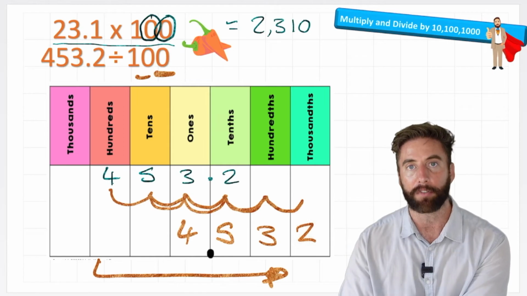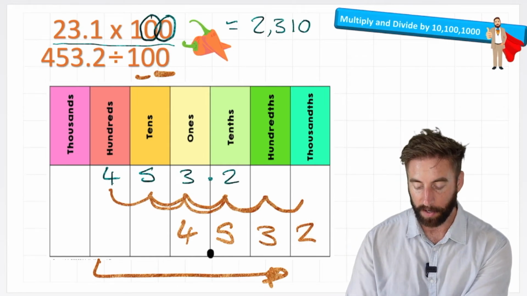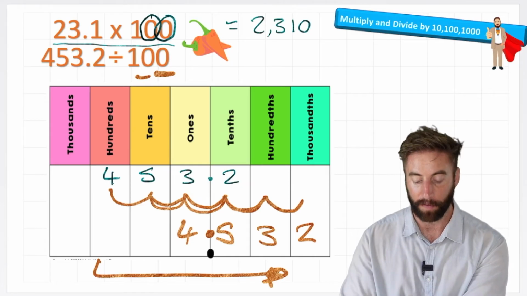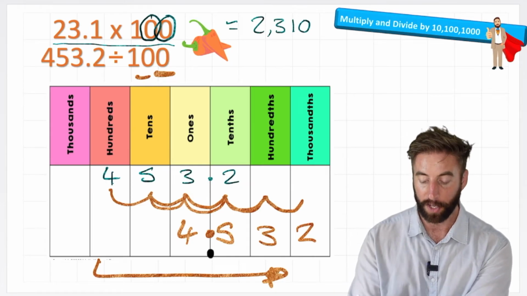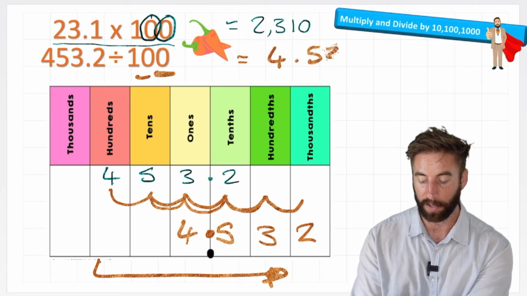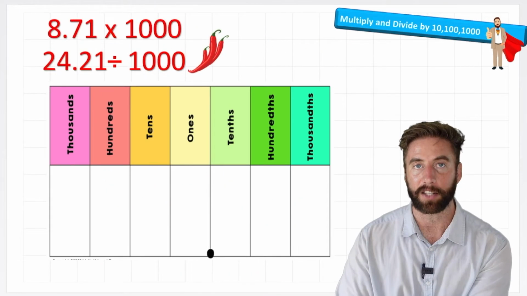Very important that I don't forget to put my decimal back at this point. My decimal always stays on the decimal line. So my answer to 453.2 divided by 100 equals 4.532.